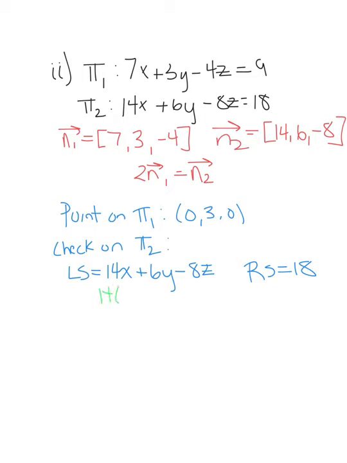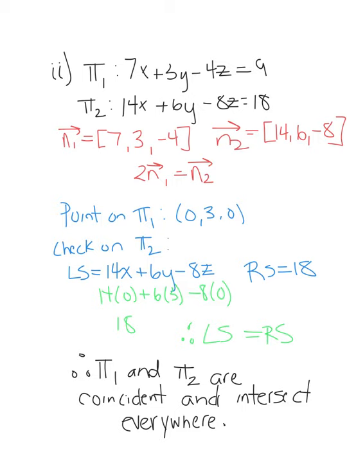So I've got 14 times 0 plus 6 times 3 minus 8 times 0. That's going to give me 18. So I have figured out that left side is equal to right side. So since this point was on plane 1 and plane 2, I do know that these two planes are parallel and coinciding.